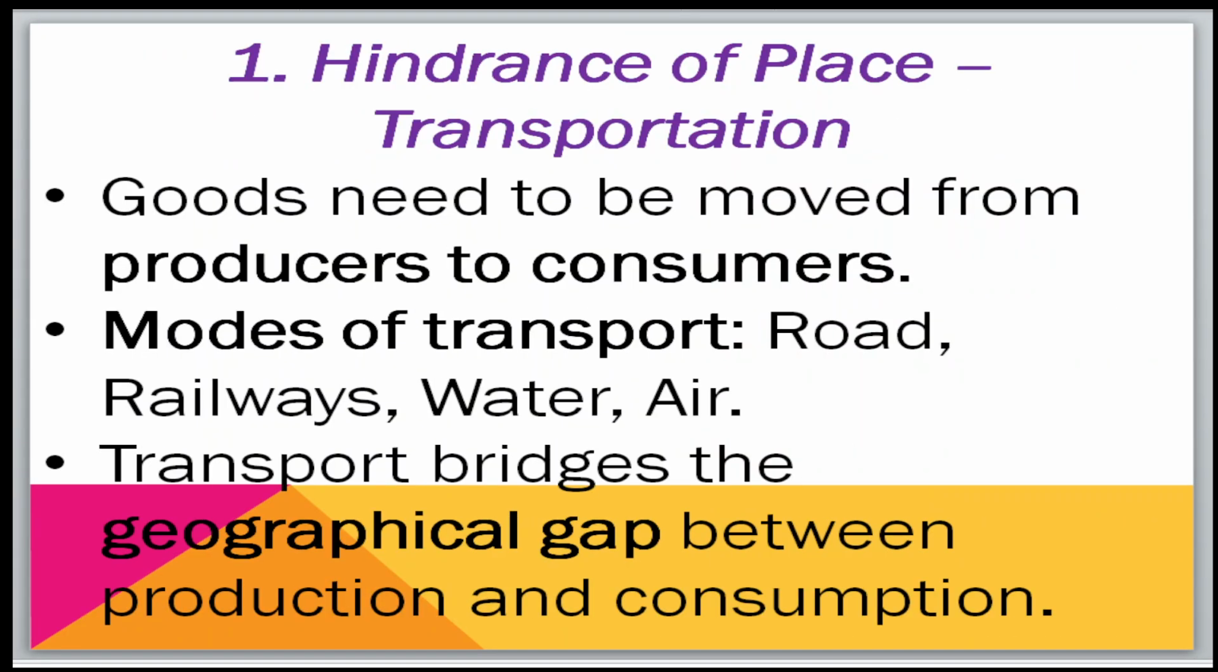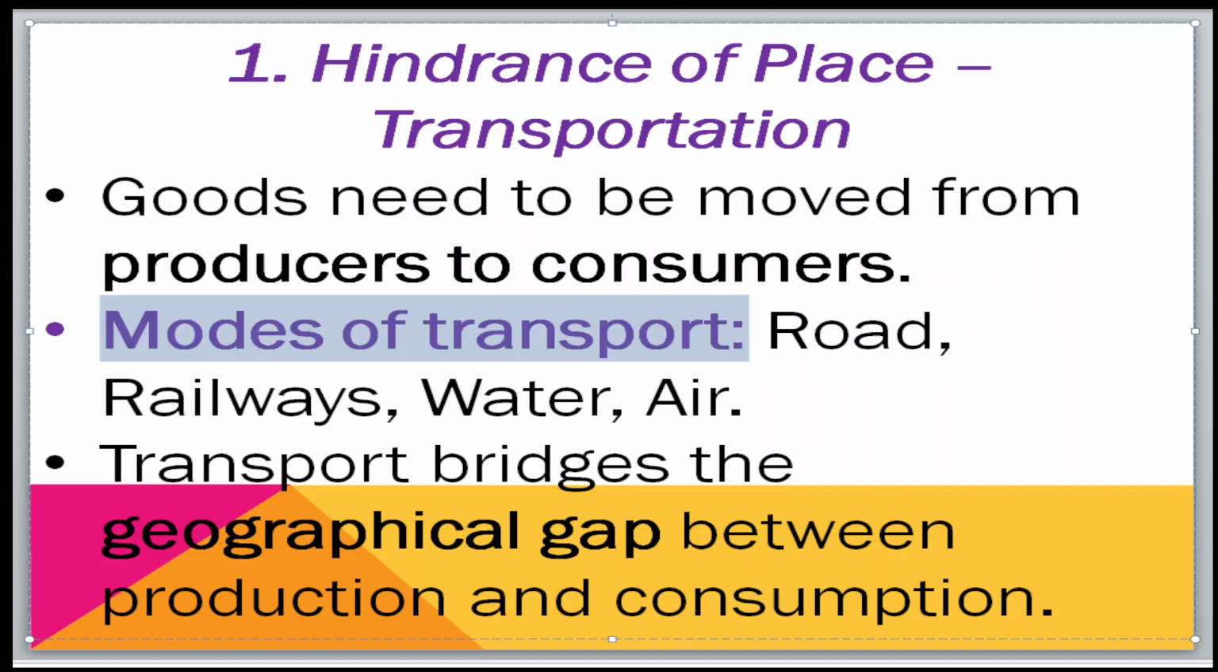First is the hindrance of place, from producer to consumers. The consumer is at one place and the producer is in a different place. So you have to provide the essential service to connect both. The goods connect the producers to consumers. That is provided by transportation. That problem is solved by transportation.